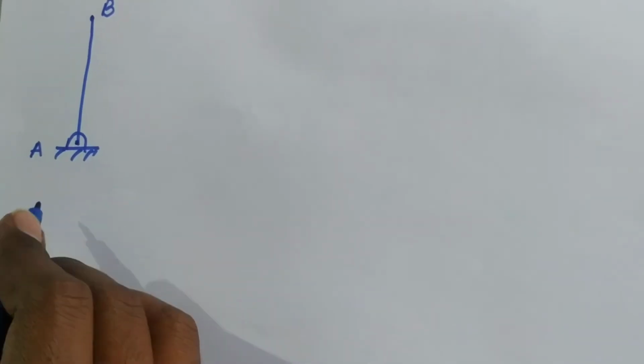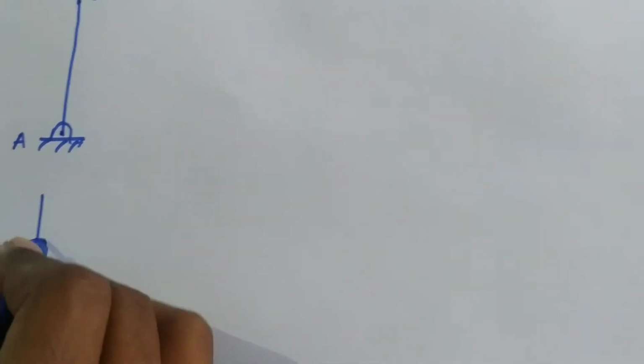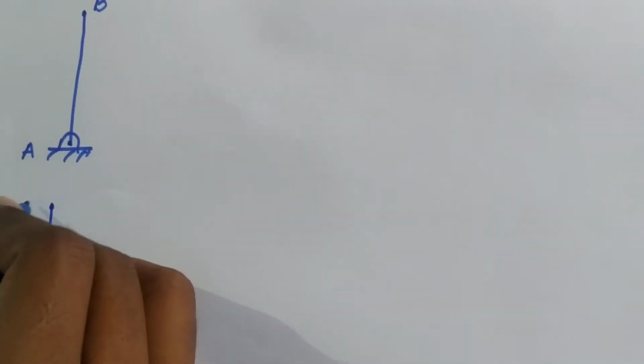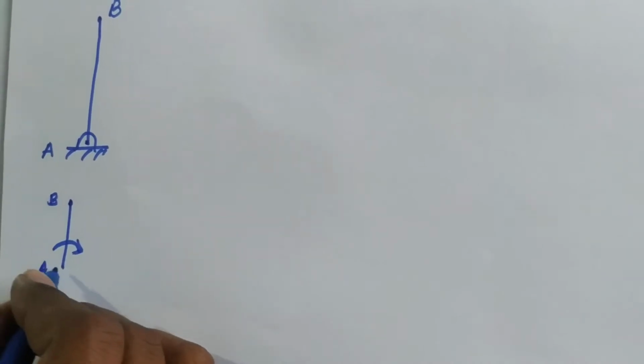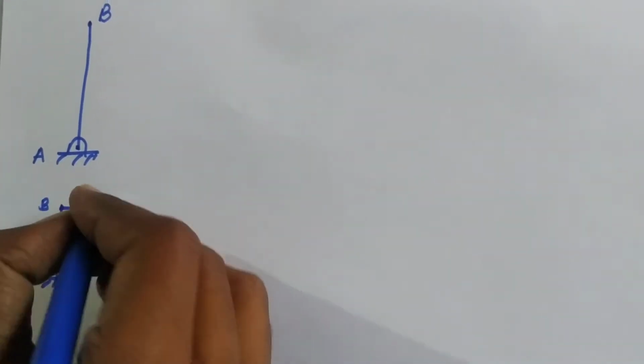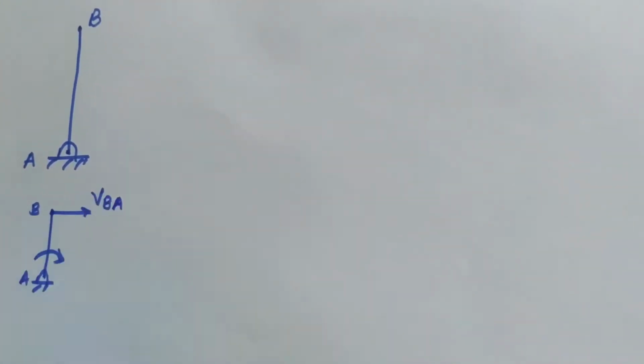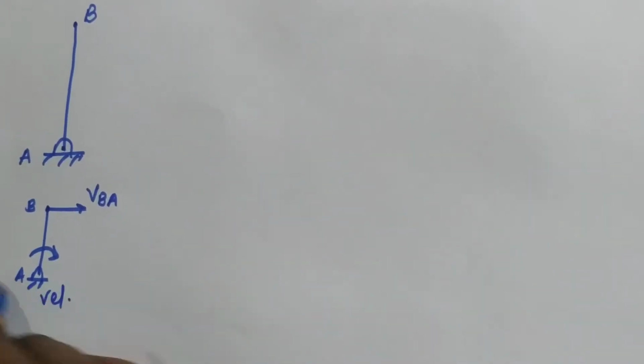I'm just discussing here. So let's say the same link rotates clockwise, then the velocity of this point B with respect to A, which is pivoted, must be perpendicular. This is your velocity of B with respect to A. And if I'm going to find acceleration, so this is your velocity.